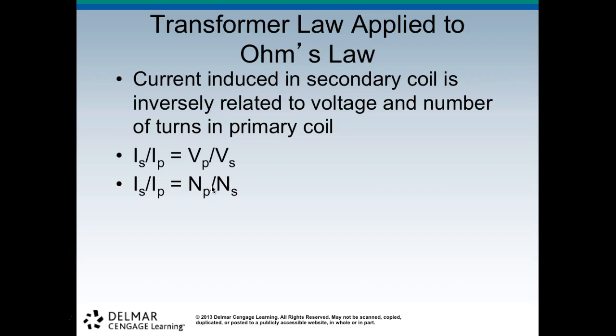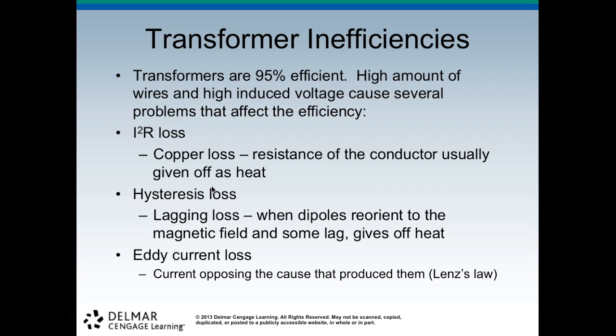So transformer law applied to Ohm's law. So current induced in the secondary coil is inversely related to the voltage and number of turns in the primary coil. So transformer inefficiencies. So transformers are 95% efficient.